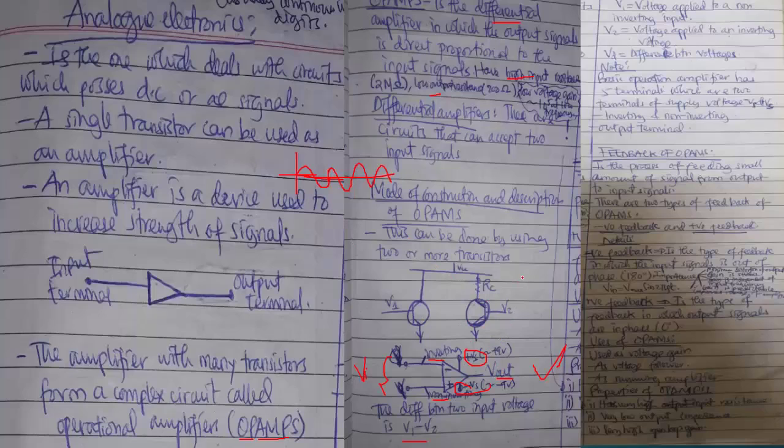Cha muhimu ni kufahamu hilo. So V1 is the voltage applied to the non-inverting terminal, V2 to the inverting one, the negative. VD is the difference in voltages. Note basic operational amplifier has 5 terminals kama nilivyosema. So we have what we call feedback kwenye op-amp. Feedback in the op-amp is a process of feeding a small amount of signal from output to the input. Output inavyotoka unarudisha some of it to the input, okay.